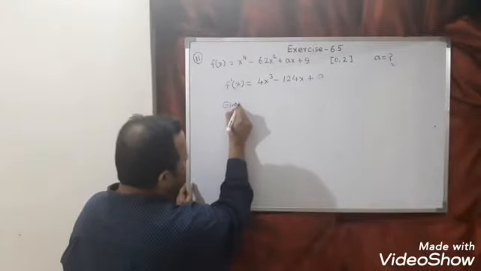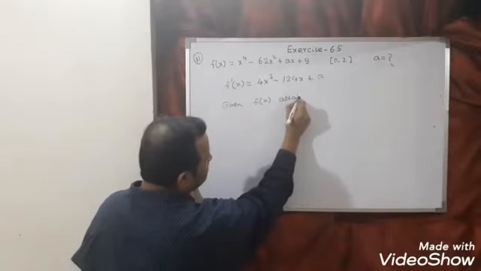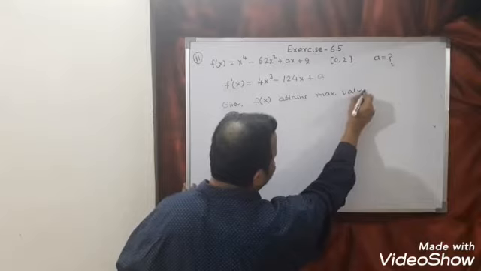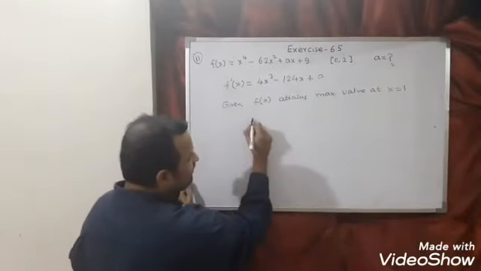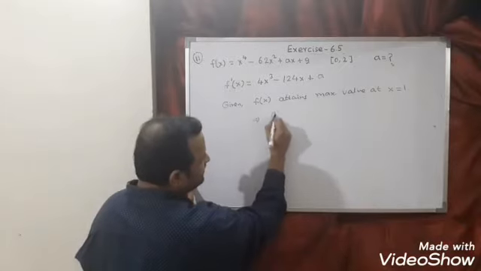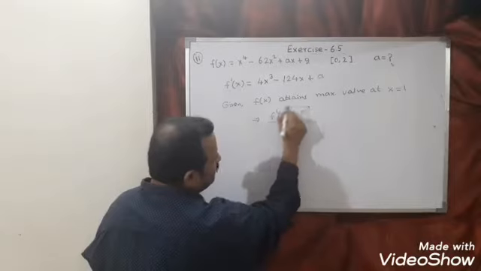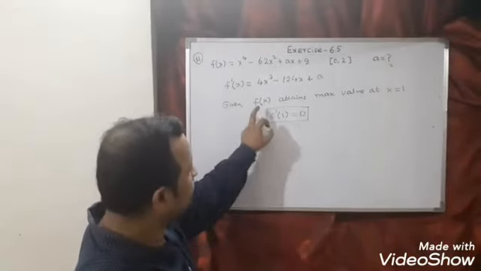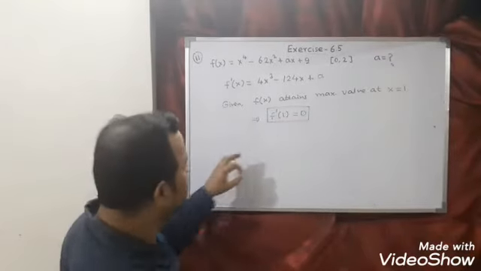What is given? Given f of x attains maximum value at x is equal to 1. What is the meaning of this line? The meaning of this line is f dash 1 is equal to 0. You will get maximum or minimum value at the critical point. So f of x attains maximum value implies f dash 1 equal to 0.